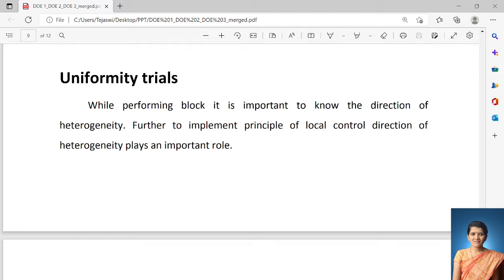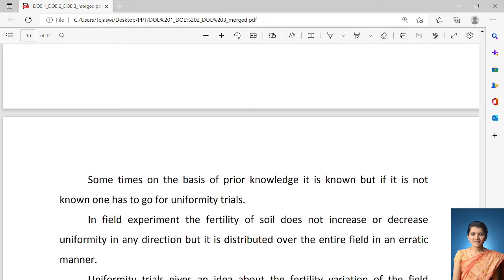the direction of heterogeneity plays an important role. The only important part here is the direction of heterogeneity, whether it is row wise or block wise. So we use local control to reduce the experimental error. Sometimes it is known on the basis of prior knowledge, but if it is not known, one has to go for uniformity trials. In any experiment we take the trial.